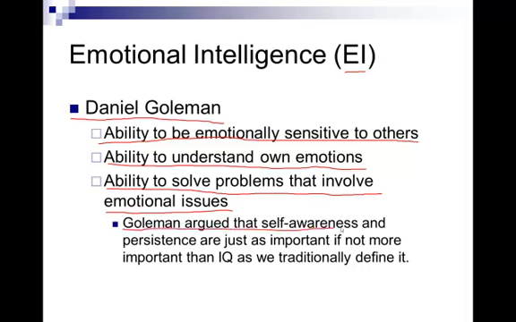Goleman argued that self-awareness and persistence are just as important, if not more important, than IQ as we traditionally define it. It's more than just our mental capacity. There's more to us than that. And it's certainly our self-awareness and the persistence of us moving forward in our lives that does play a part in our sum total of ourselves.